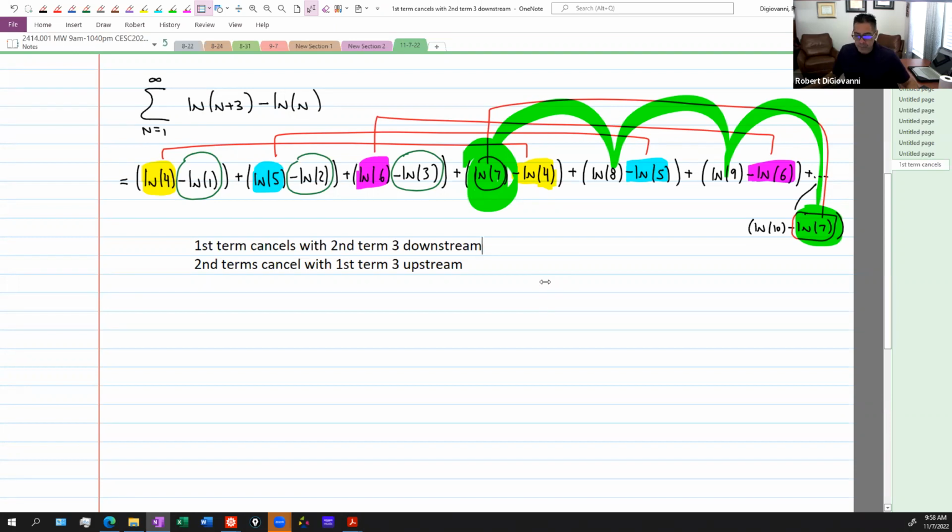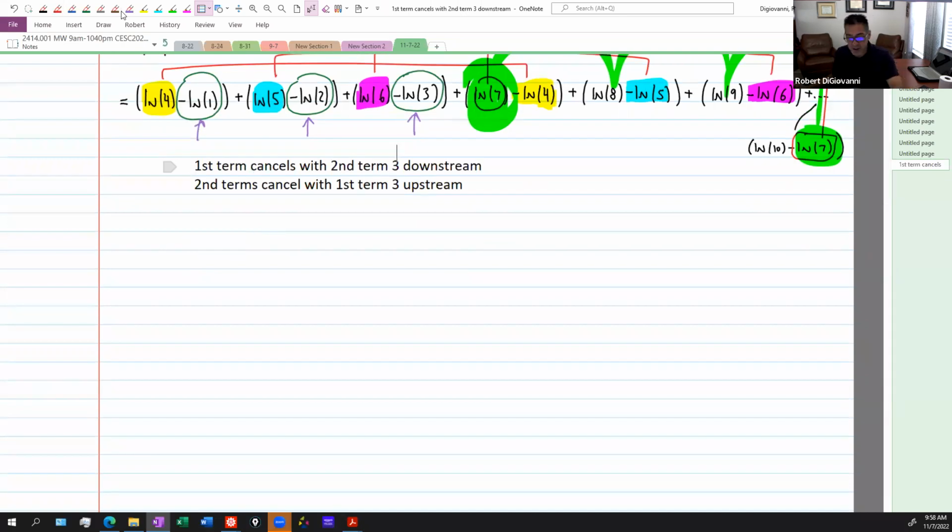Okay. So it looks to me at this point that everything is going to cancel except these first three. It looks like everything else downstream is going to start canceling away. But to be sure, I have to now find the nth partial sum. So I'm going to do this same thing again.